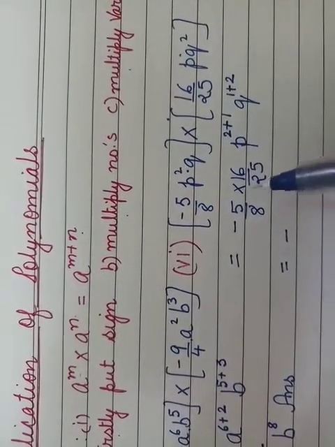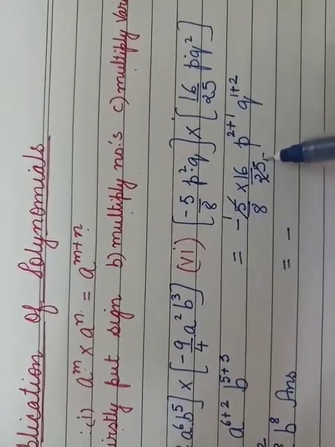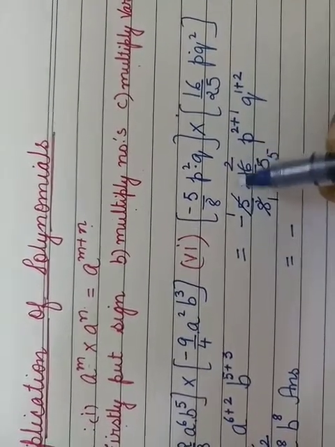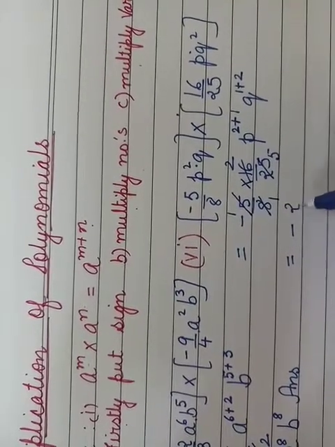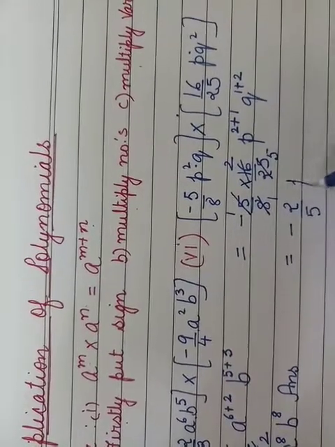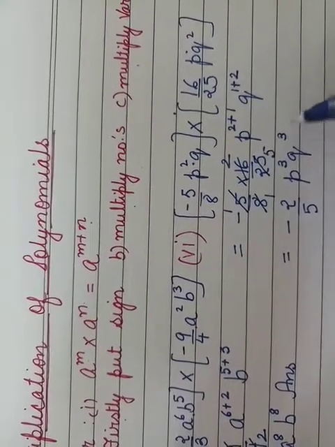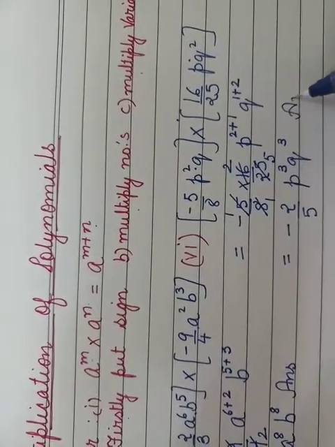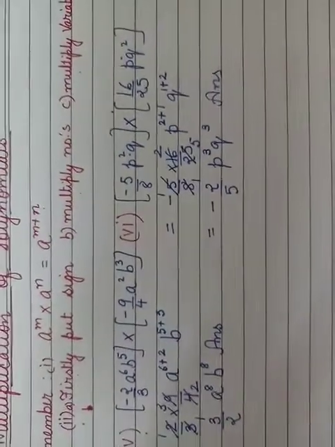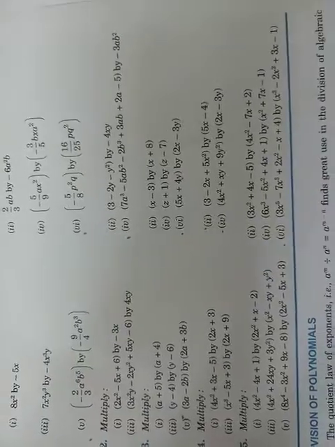Negative sign we copy down. 5 ones are 5, 5 fives are 25, 8 ones are 8, 8 twos are 16. 2 into 1 will give you 2, 5 into 1 will give you 5. p to the power 3 and q to the power 3. This is the answer. Hope you have understood how to multiply the monomials.